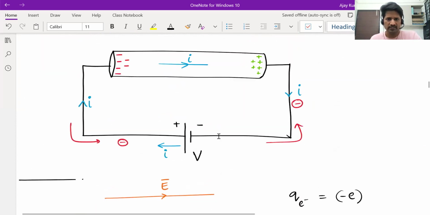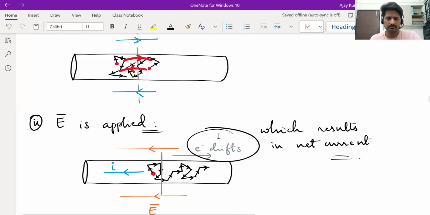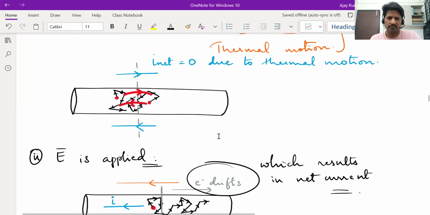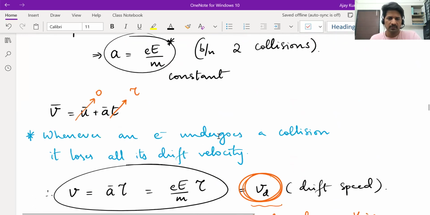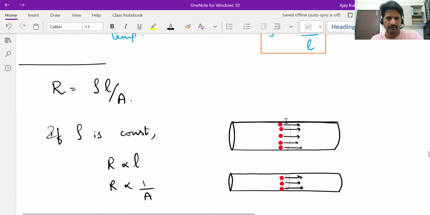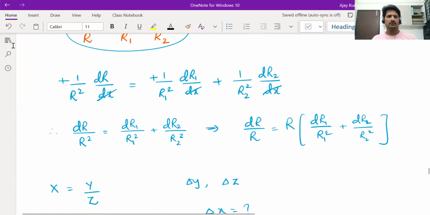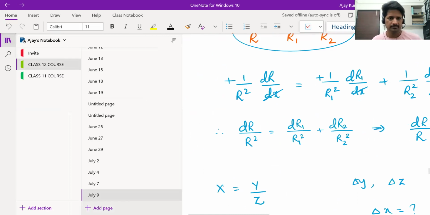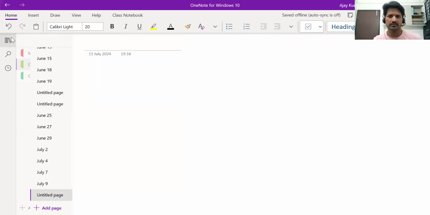Then we discussed how to set up current in a conductor. What are the factors on which it depends? How the current or resistivity depends on material, temperature, all those things. Fine. Okay, let us continue from there. If you have any questions from what we discussed in the last class, you can ask.